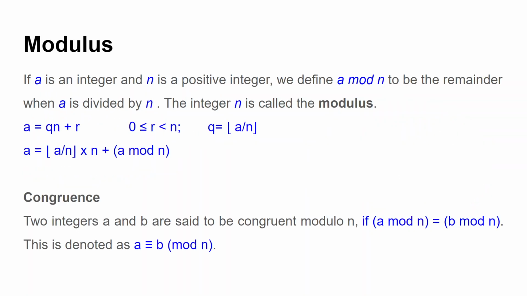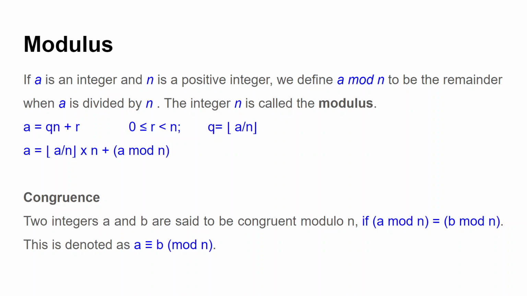Modulus. If a is an integer and n is a positive integer, we define a mod n to be the remainder when a is divided by n. The integer n is called the modulus. a is equal to qn plus r, where r is greater than or equal to 0 and less than n, and q is the floor of a divided by n. It can also be expressed as a is equal to floor of a divided by n times n plus a mod n.